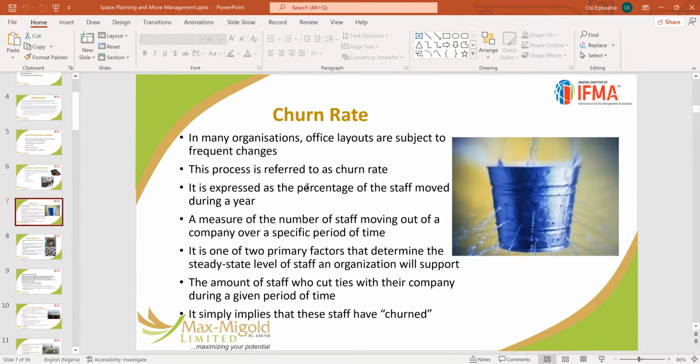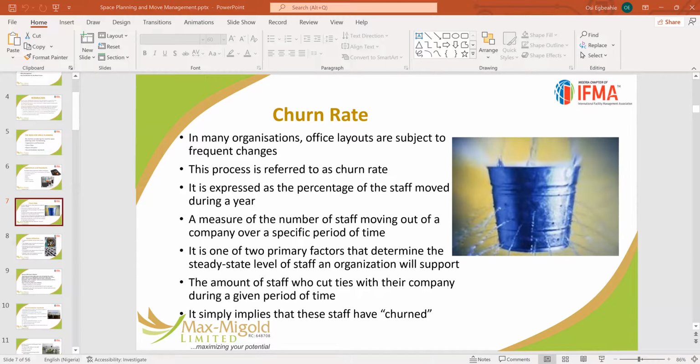We look at churn rate. This process refers to the fact that in many organizations, office layouts are subject to frequent changes. This change is referred to as churn rate. It is expressed as a percentage of staff movement during a year. Normally, churn happens as vertical or horizontal. Horizontal means that the staff members are leaving the organization, while vertical means that they are being promoted regularly. Whichever one happens, there is a movement.